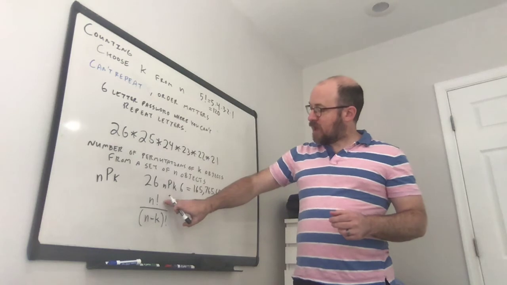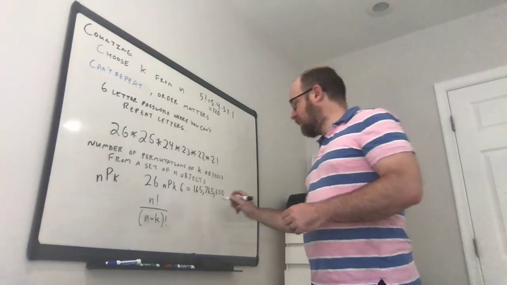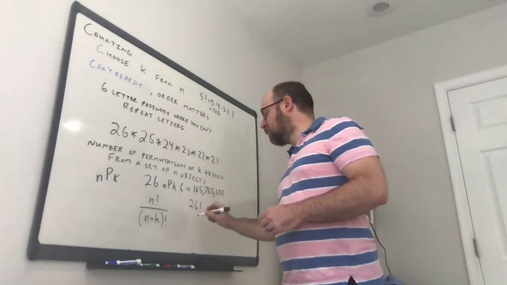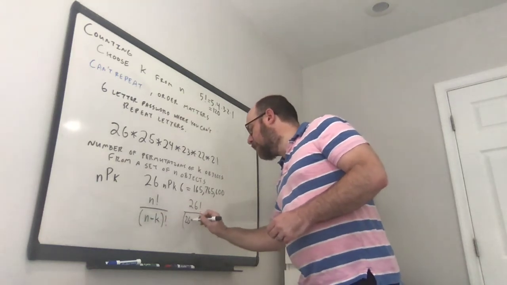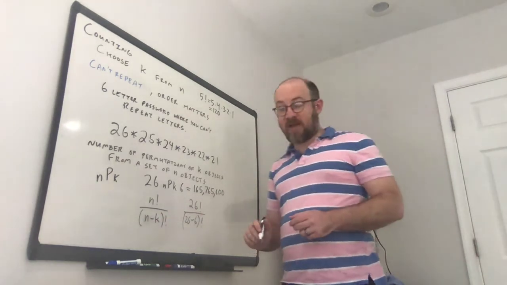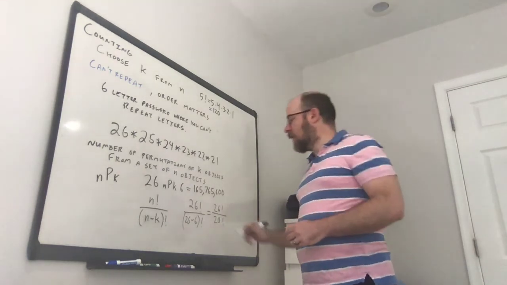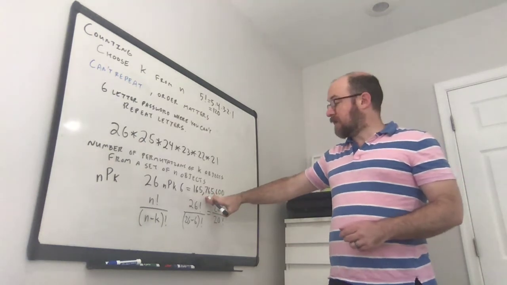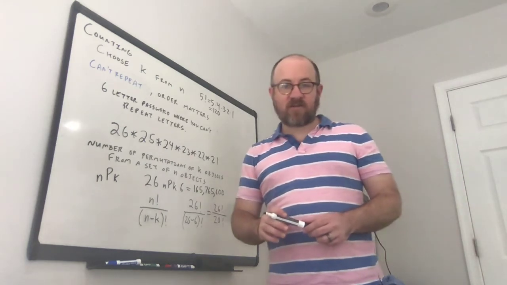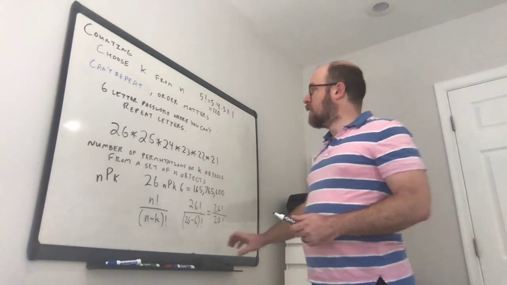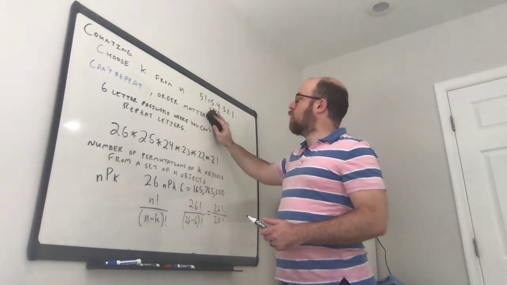Okay? So n factorial divided by n minus k factorial. In this particular case, it would be 26 factorial, that's our n, divided by 26 minus 6, so 20 factorial. And if you plug that into your calculator, you'll get exactly the same thing, 165,765,600. Okay? So our last category, the last thing that we need to talk about is where order doesn't matter.